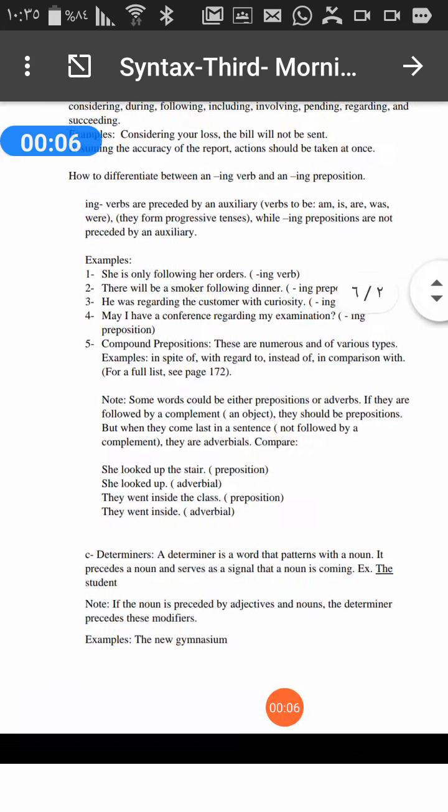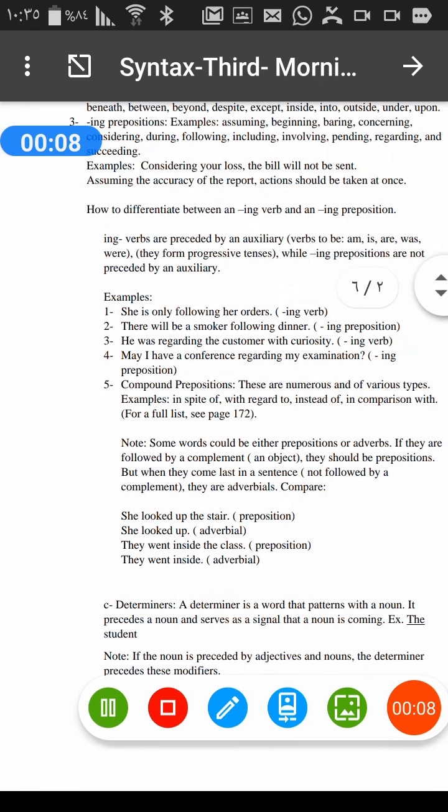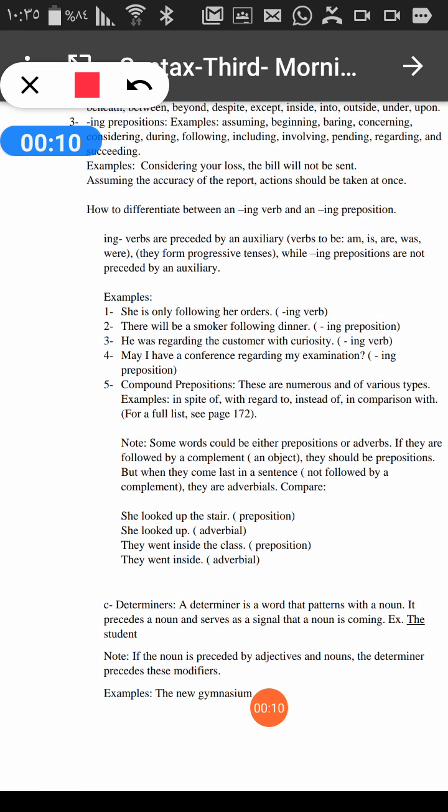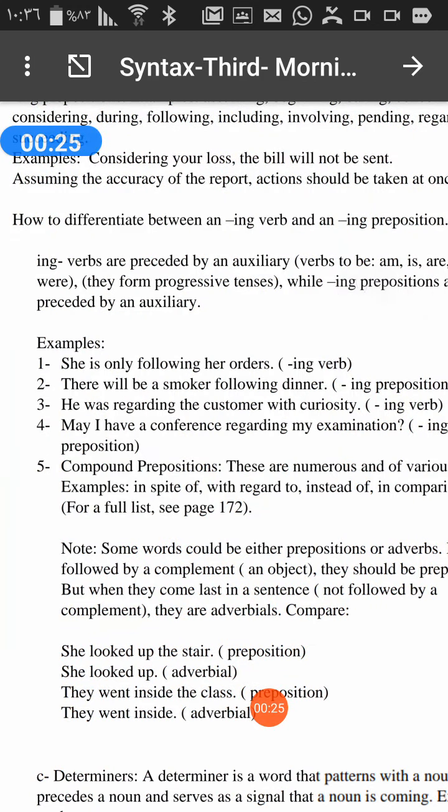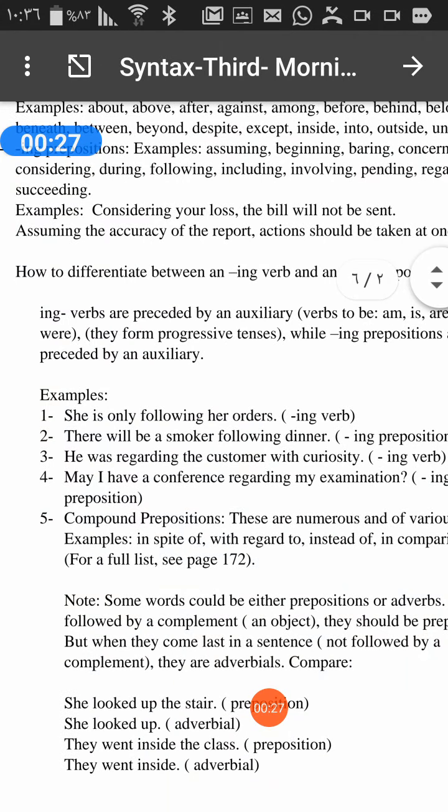Now we talk about another topic. We talk about how to differentiate between ing verb and ing preposition. كيف نفرق بين حرف الجر الذي ينتهي بالing والفعل الذي يأخذ ing في صيغة المضارع المستمر.